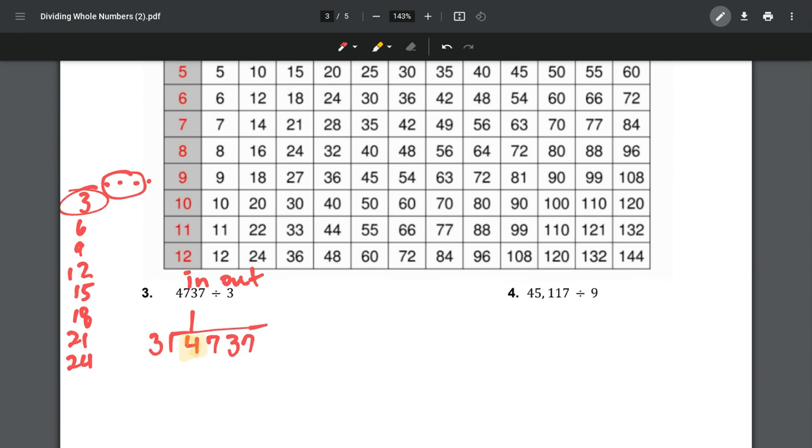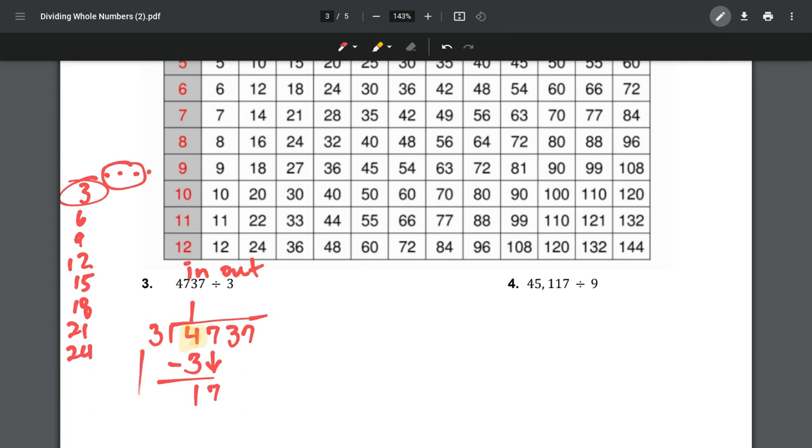The number you circle is what you subtract. Okay, I circle 3. 4 minus 3 is 1. After you subtract, you simply bring down. Always after you subtract, you bring down. Then you just repeat the process and see, well, how many groups of 3 can you get out of 17?